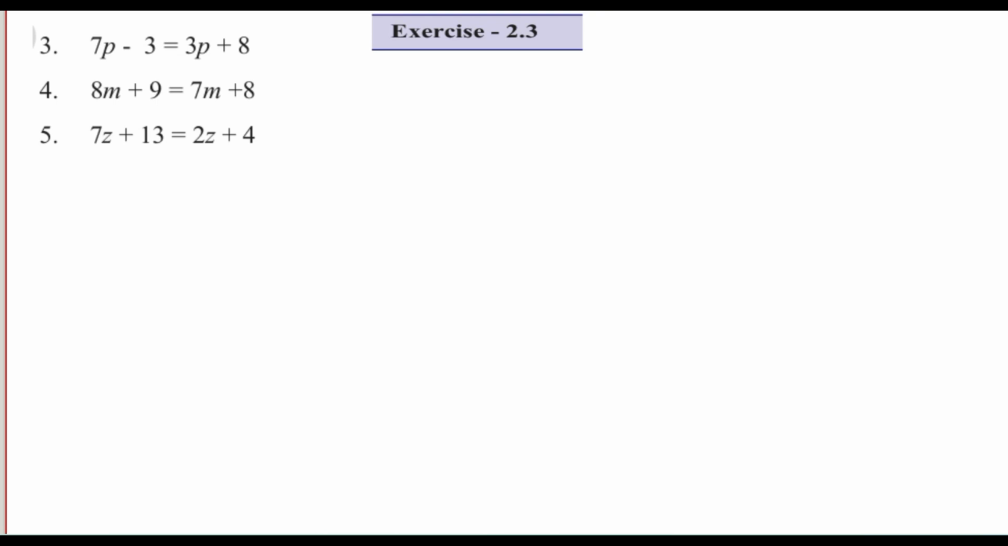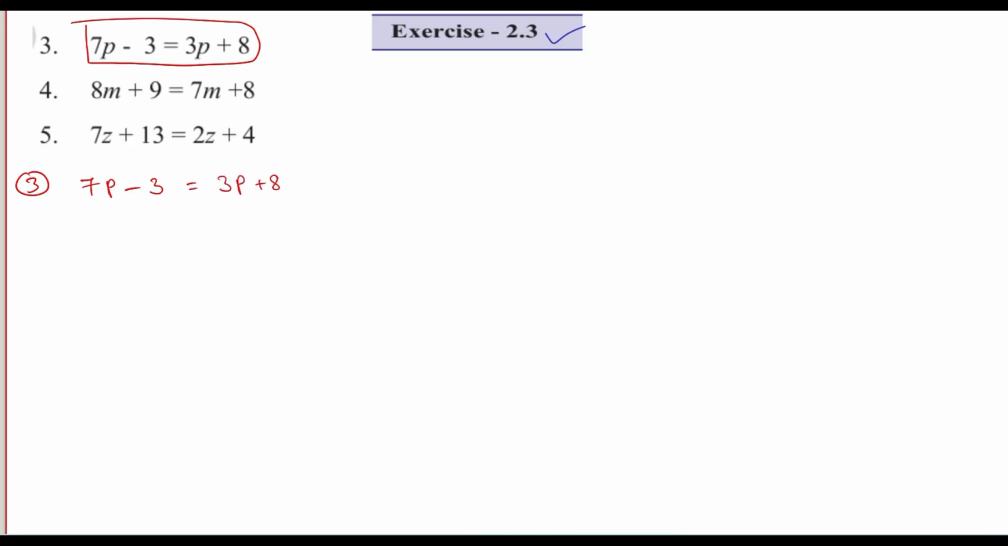In the previous video, we discussed exercise 2.3, the first two problems. Now we are going to discuss a few more problems from the same exercise. Let us observe the third question. In the third question, we are given 7p minus 3 is equal to 3p plus 8.